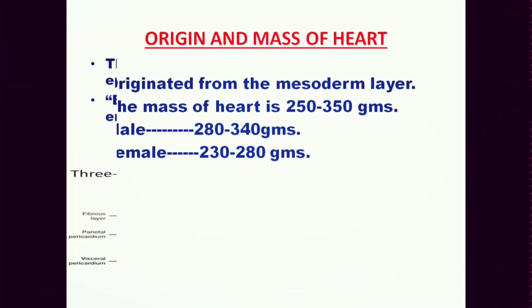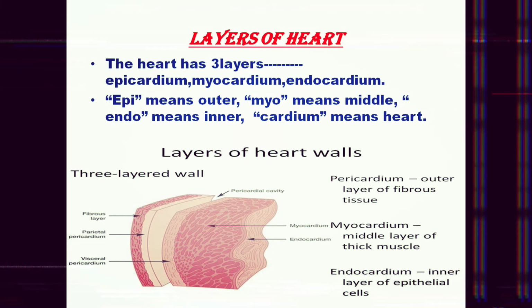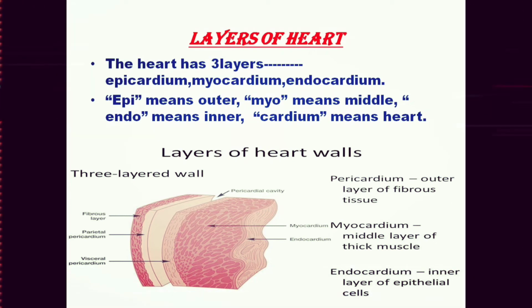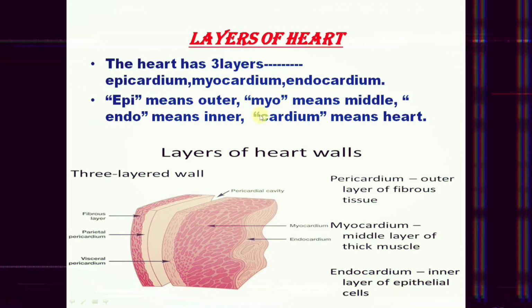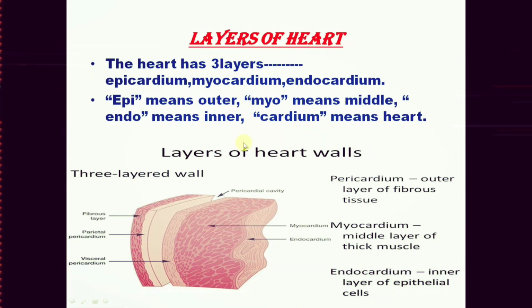Next, I will discuss the layers of the heart. The heart has 3 layers, that means epicardium, myocardium and endocardium. Epi means outer, myo means middle and endo means inner, and cardium means heart. So this diagram represents the layers of the heart wall.